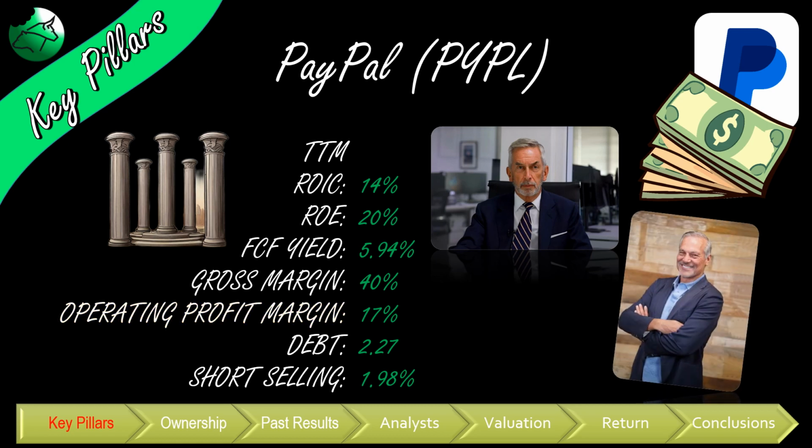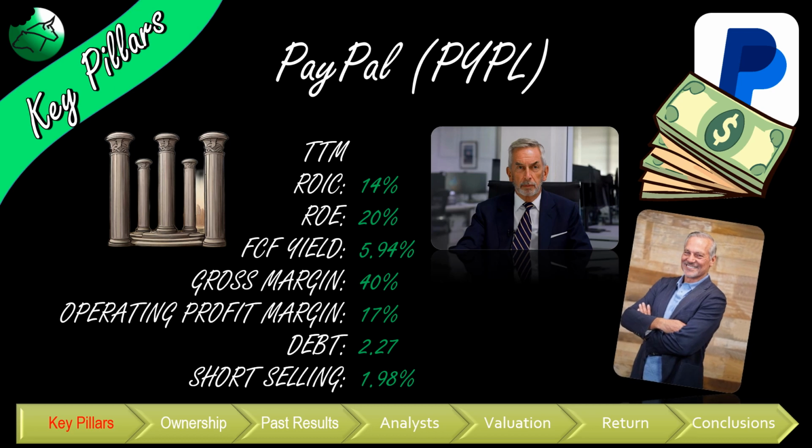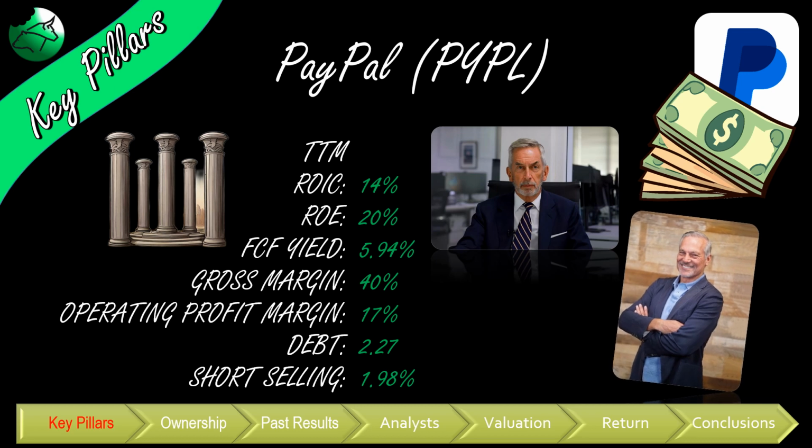Now we move on to debt, and Phil Town prefers a company that is able to pay off debt with their free cash flow within 3 years. In PayPal's case, this is perfect as it's 2.27. Last, we're going to look at short selling and see if any traders are expecting the share price to drop. So anything that is over 5% we would tend to avoid until the volatility has settled. At 1.98%, this suggests traders are not overly short in the stock at the moment.